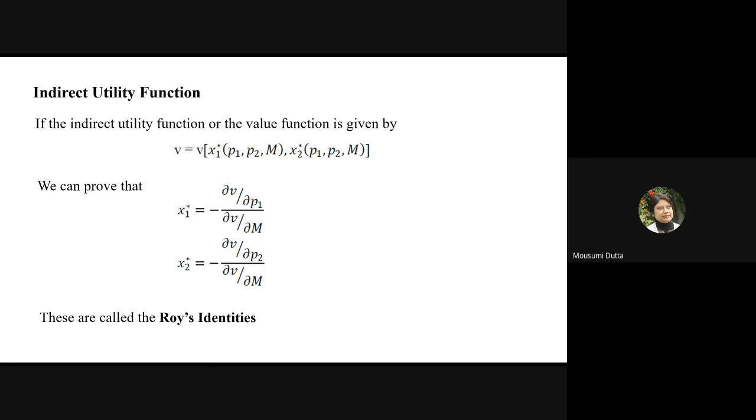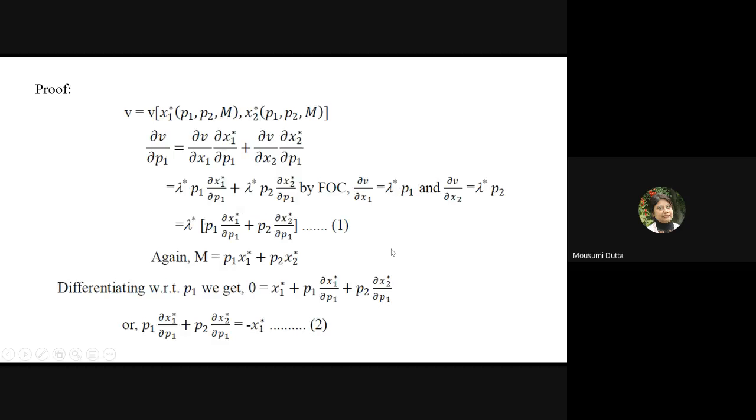Okay, so these two equations have a particular name. These are called Roy's identities. These are very famous equations. You can write these equations in the form of identities too. So these two are called the Roy's identities.